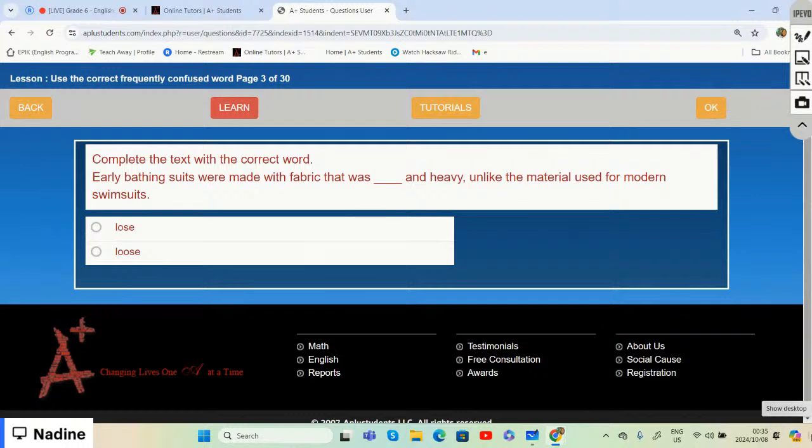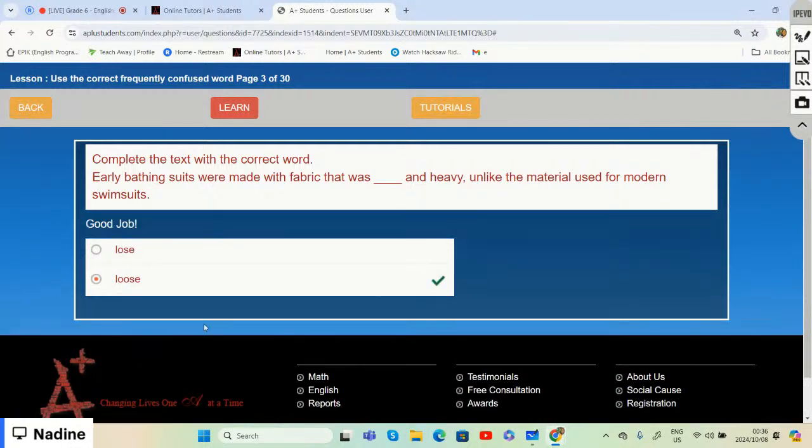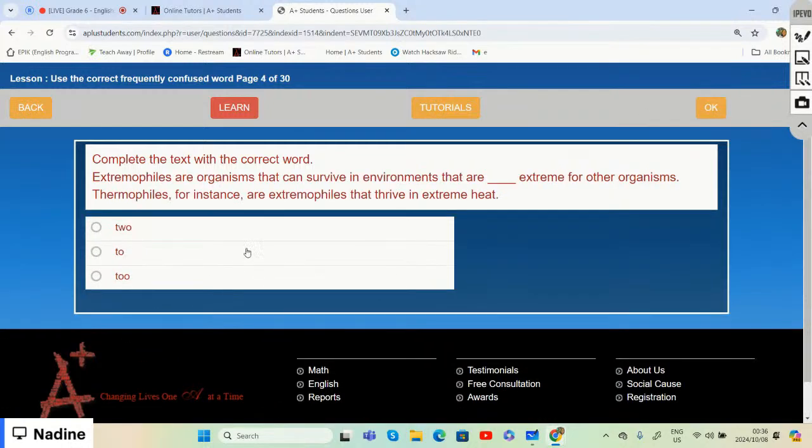So lose or loose. If we were to choose the correct answer, we would say early bathing suits were loose, which means that it was not tight. This word with a double O means something that is not tight, not secured, whereas the first option is where you lose something. I lost something, right? So option two is correct.